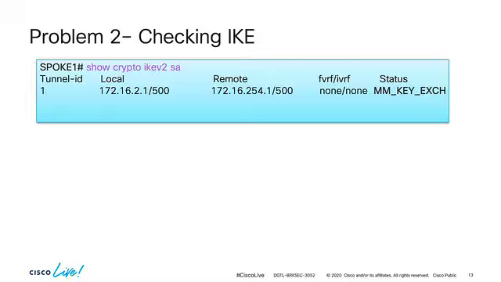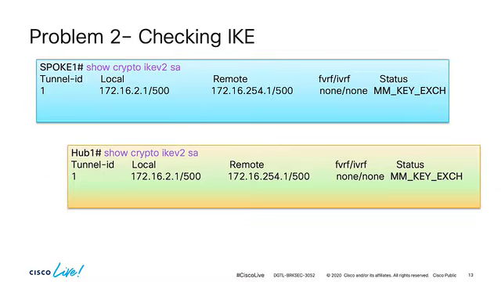In this particular case, when we look at the show crypto ISAKMP SA on spoke 1, what we see, actually, look at this connection ID. It says key exchange. So the status is key exchange. The status here should have been, let's think about it, what is the status that we should have seen here? We should have seen the status as ready or active.